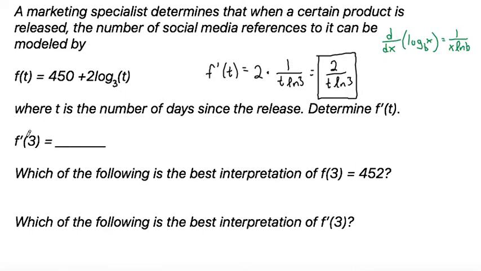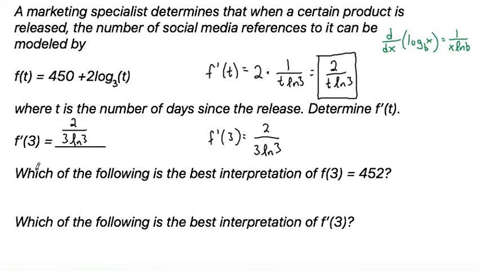So then the next part states to find f prime of 3. So that would be plugging in 3 in for our value of t, which is 2 over 3 ln 3. And we can leave this as just a fraction, or we can find a decimal approximation using our calculator. But we can't simplify this, so we can just write it as 2 over 3 ln 3, which would just be a number because all of those things are numbers.